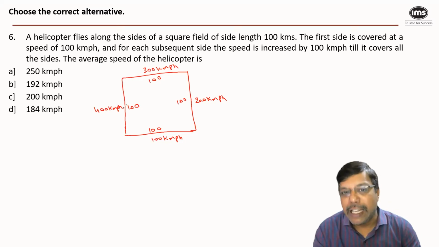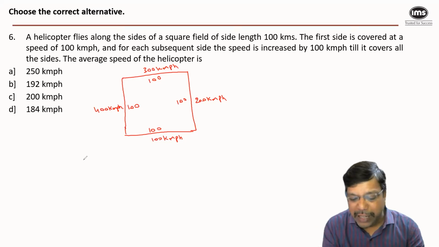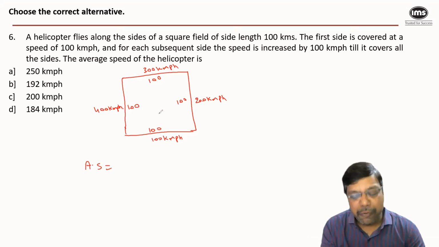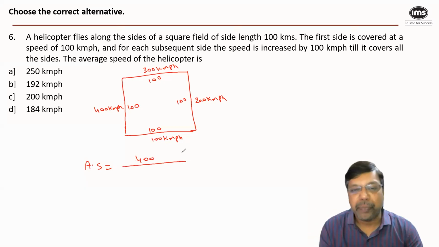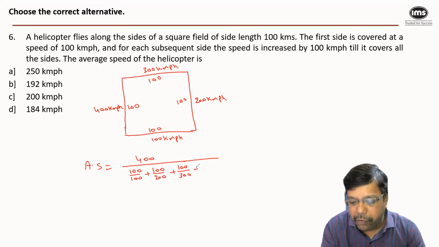Now, if you observe closely, you will see that this is a problem of average speed. Average speed, by definition, we know is nothing but total distance by total time taken. Now total distance is 4 sides of the square, that is 400, by total time taken. We know time is distance by speed. So the time taken to cover the first side is 100 by 100. Second side, 100 by 200. Third side, 100 by 300. And fourth side is 100 by 400.